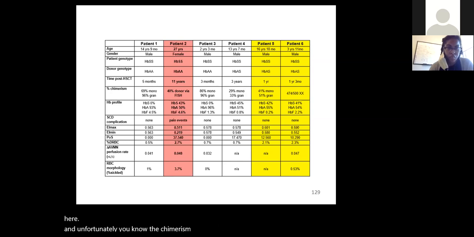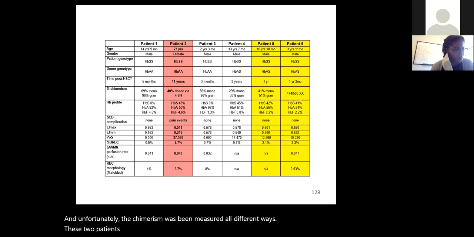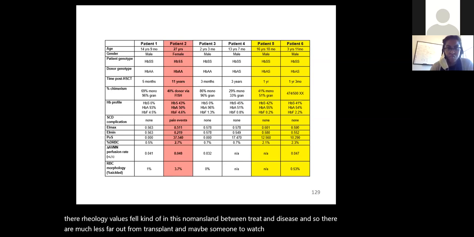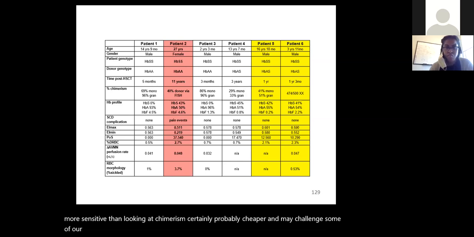And it may challenge some of our assumptions about how much reduced conditioning we can get away with, how much chimerism is appropriate, and look at this more on an individual basis rather than giving these blanket statements of this is all you need, which everyone happily puts in their grants and uses as a reason for why their strategy is going to work.